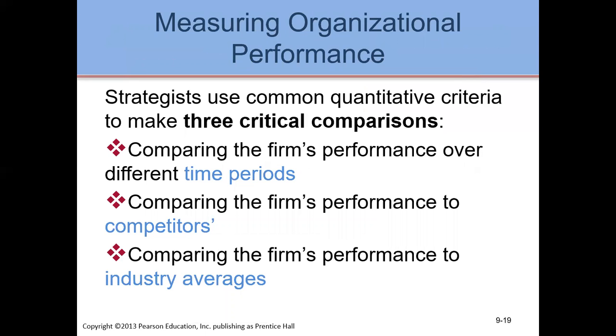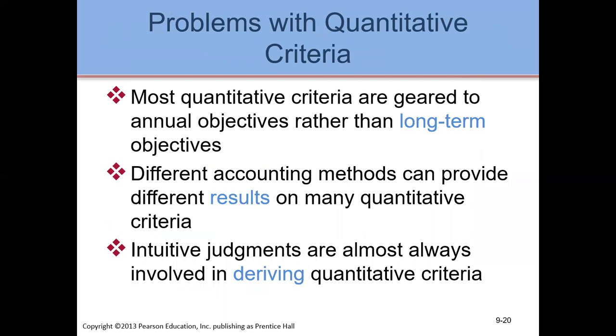Now, when we are measuring organizational performance, strategists use common quantitative criteria to make 3 critical comparisons. The first is comparing the firm's performance over different time periods. Second, comparing the firm's performance to competitors. And number 3, comparing the firm's performance to the industry average. The problems with quantitative criteria are, number 1, most quantitative criteria are geared to annual objectives rather than long-term objectives. Different accounting methods can provide different results on many quantitative criteria. And obviously, intuitive judgments are almost always involved in deriving quantitative criteria. Because remember that numbers cannot tell the whole truth.